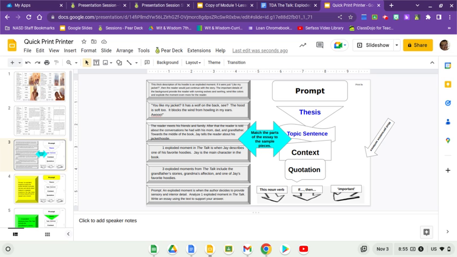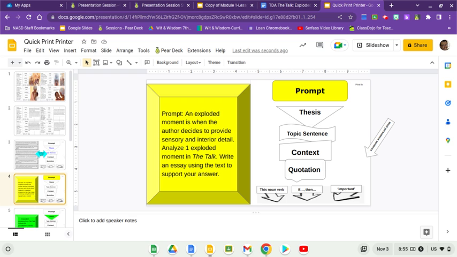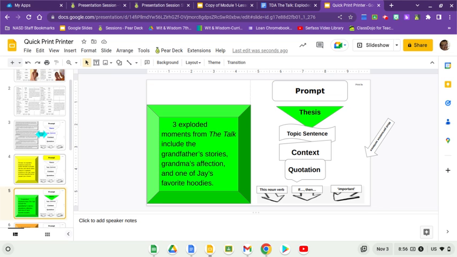All right. Let's go over those answers real quick. Boom. Prompt. An exploded moment is when the author decides to provide sensory and interior detail. Analyze one exploded moment in the talk. Write an essay using the text to support your answer. There's your prompt right there. Boom. Thesis, three exploded moments. Look at the indent, by the way. Three exploded moments from the talk include the grandfather's story, his grandma's affection, one of Jay's hoodies.